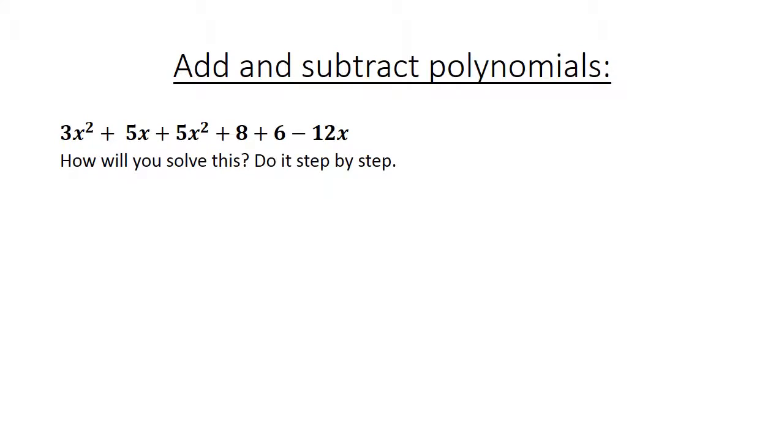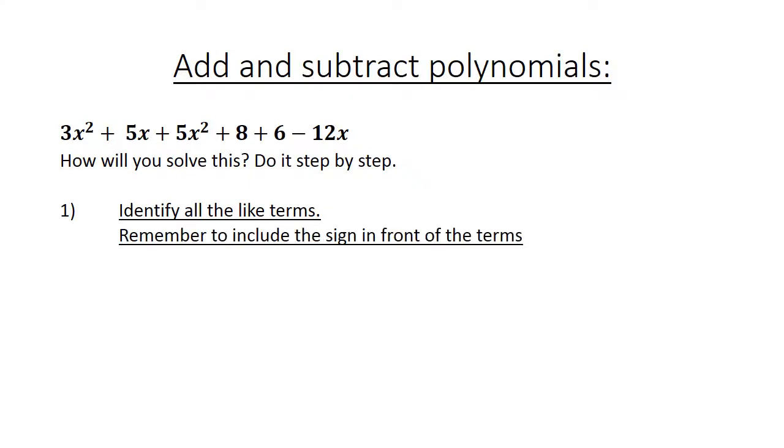Add and subtract of polynomials. We have the following example. 3x to the power of 2 plus 5x plus 5x to the power of 2 plus 8 plus 6 minus 12x. How will you solve this? Do it step by step. Number 1. Identify all the like terms. Remember to include the sign in front of your term.